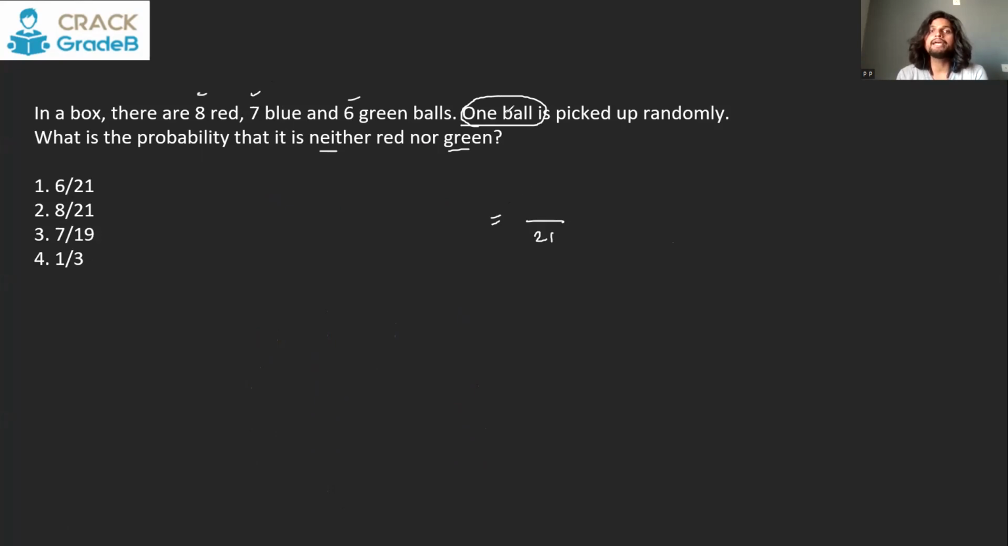Those are 21. You don't want the ball to be red or green. That means the ball has to be blue. So there are these 7 balls which are favorable out of 21. So rather than writing it as 7C1 upon 21C1, you can directly write it like this because only one ball is being drawn. Because 7C1 means 7 and 21C1 means 21. So the answer here is going to be 1 by 3, option number 4.